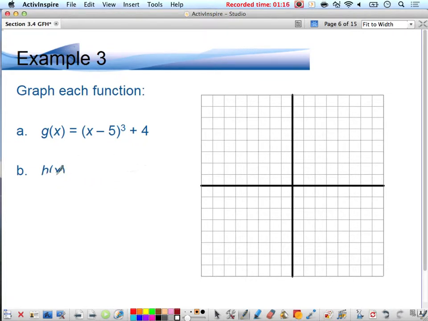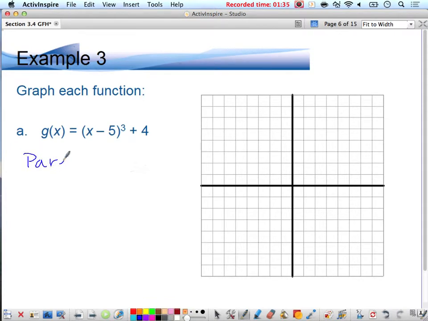How many translations does part A have to it? 2. Does it have a vertical? Yes. And does it have a horizontal? Yes, so it has both. So we have to talk about those. And vertical and horizontal are nice because it really doesn't matter what order you do them in. But before we do, let's go ahead and find the parent.